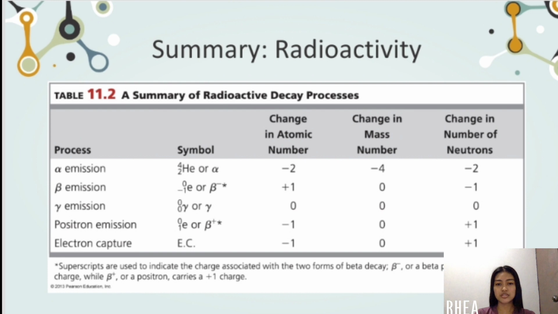In positron emission, the change in atomic number is -1, the change in number of neutrons is +1, and there is no change in mass number. Finally, in electron capture, the change in atomic number is -1, the change in number of neutrons is +1, and there is no change in mass number.